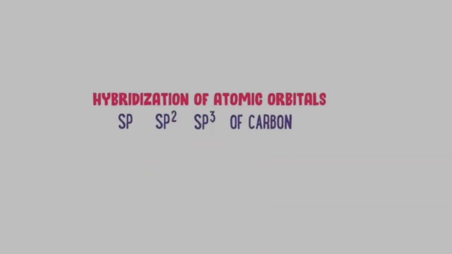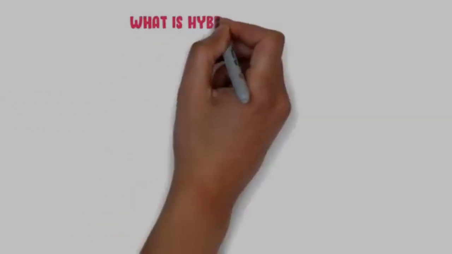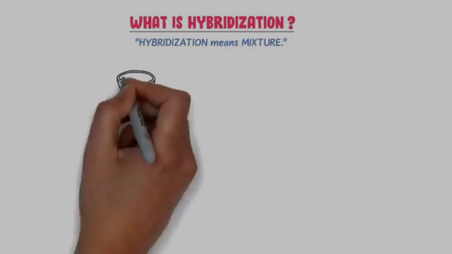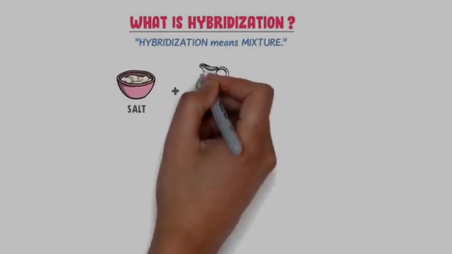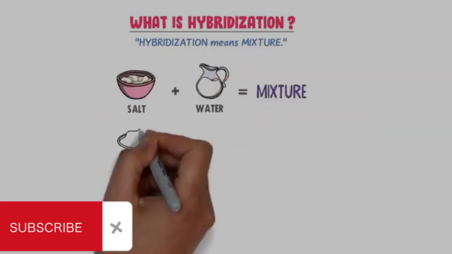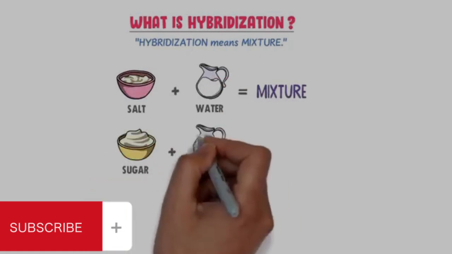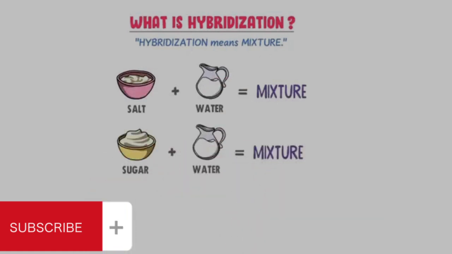Atomic orbitals and sp2 sp3 hybridization of carbon. Firstly, let me teach you what hybridization is. Well, the word hybridization means mixture. For example, when you mix salt plus water, you get a mixture. When you mix sugar plus water, you get a mixture.